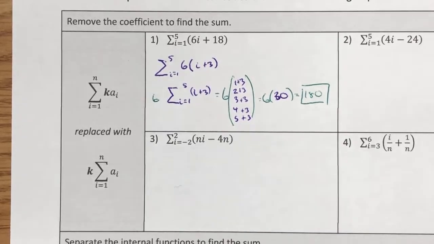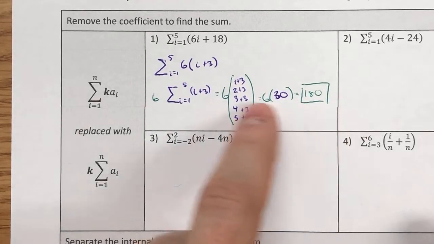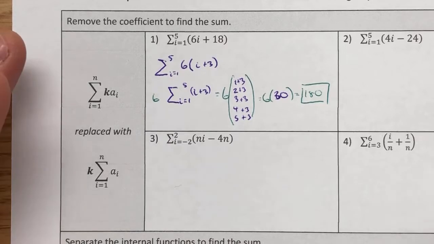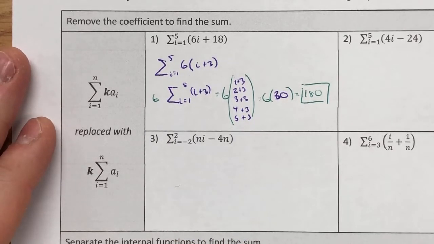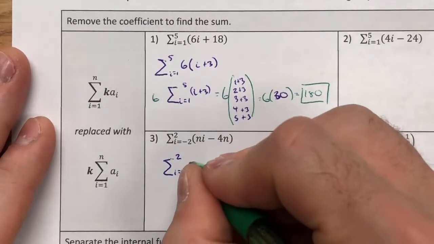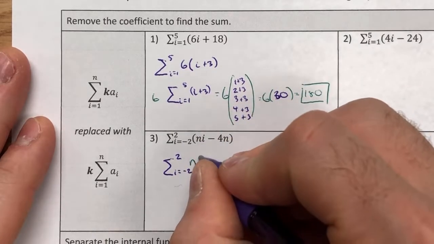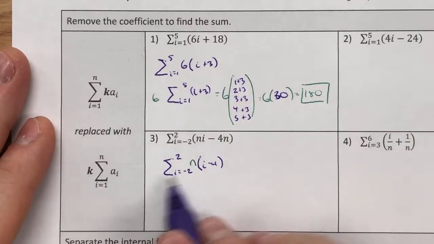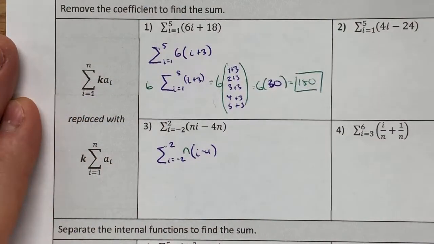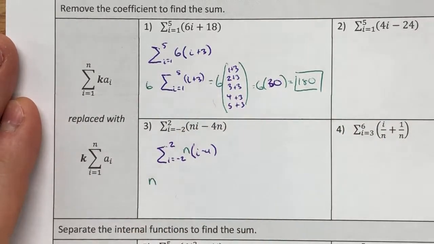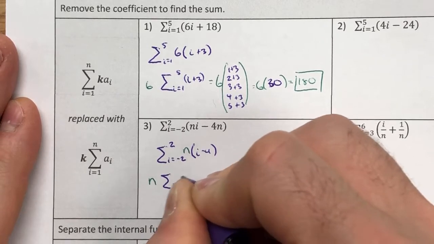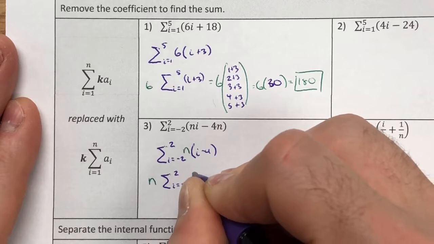Now, that works with both numbers and it works with variables. So if I see the fact that I have an n that is a common factor right here, I can rewrite this formula as the sum of i equals negative 2 to 2 of n times (i minus 4). We can easily pull that n to the outside. If I pull the n to the outside, I'll have n times the sum of i equals negative 2 to 2 of i minus 4.